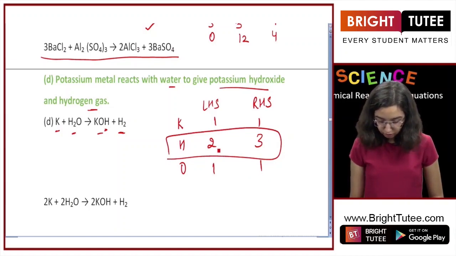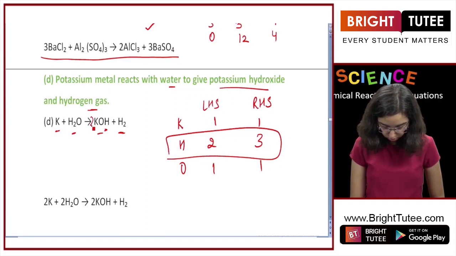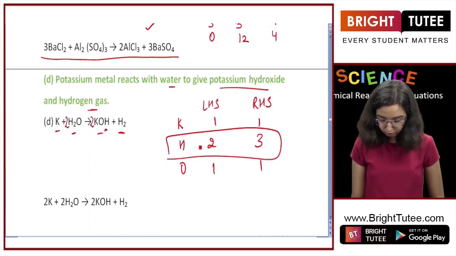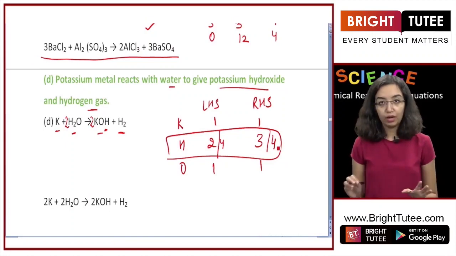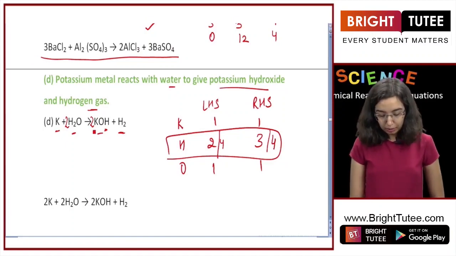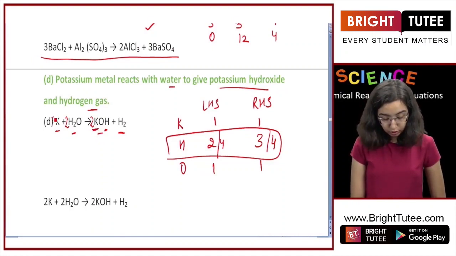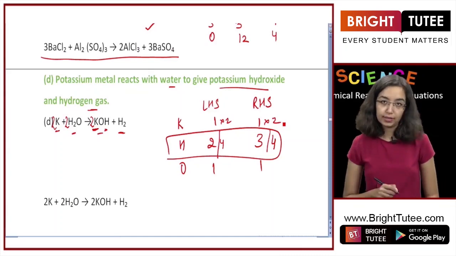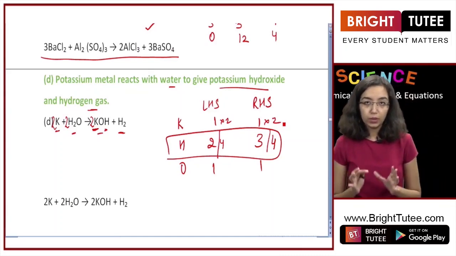So for balancing out hydrogen, what we can do is, if I put a 2 here and if I put a 2 here, I will have 4 here and I will have 4 here. So my hydrogen gets balanced like this. But the problem is I've imbalanced potassium, so I have to put a 2 here to make potassium also 2 on both sides. So you see what I'm doing here?